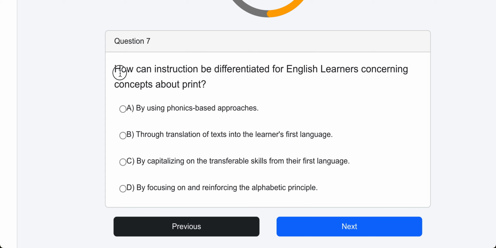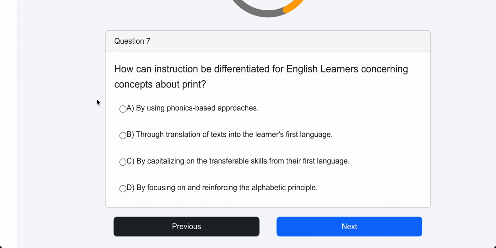Let's go ahead and read number 7. Here we go. How can instruction be differentiated for English learners concerning concepts about print? Remember, all of the topics on test day for your RICA test, whether that is concepts about print, letter recognition, or the alphabetic principle, or phonics, and all of the other topics, you need to know how to teach it, how to differentiate it, as well as how to assess for it. So here we're talking about our English language learners. Take a moment to select answer option A, B, C, or D.